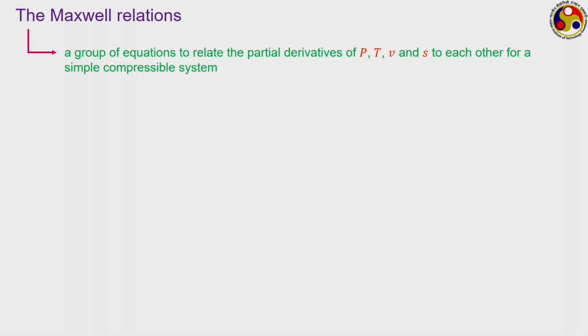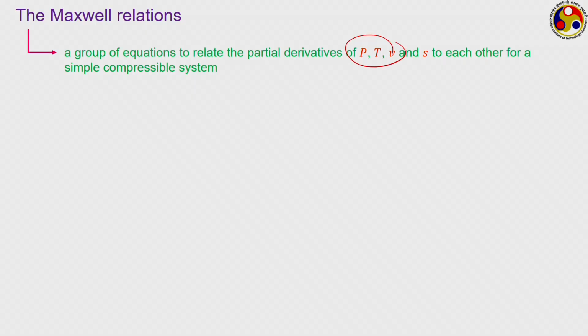Now, the one that we are looking to develop is Maxwell's relations. Maxwell's relations are a group of equations to relate the partial derivatives of pressure, temperature, specific volume and entropy to each other for a simple compressible system. Look at the four properties we are talking about: pressure, temperature, specific volume and entropy.